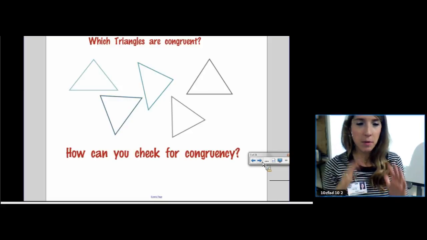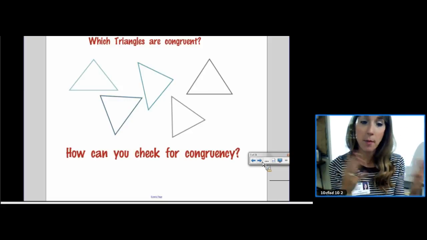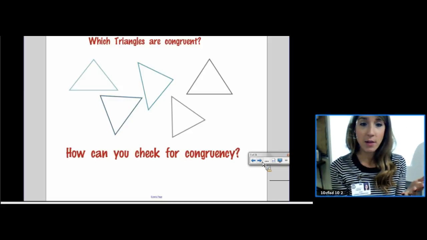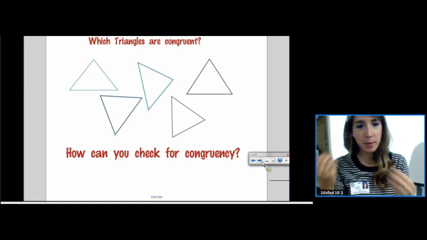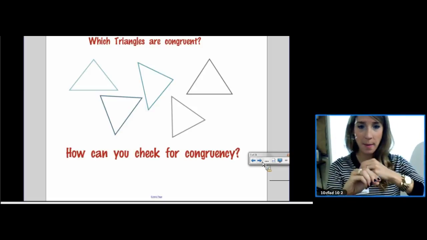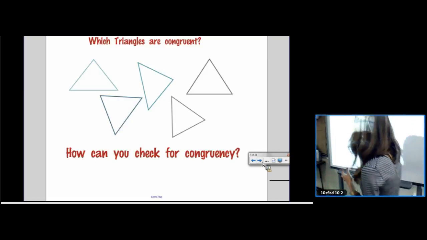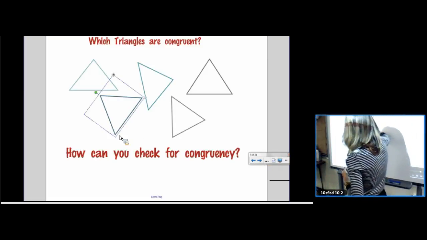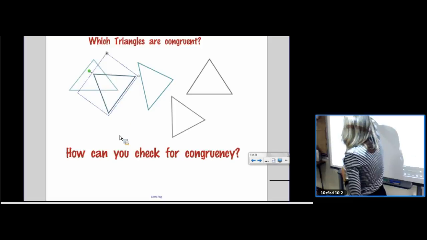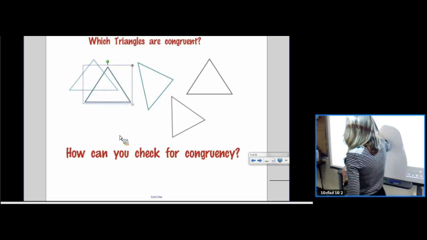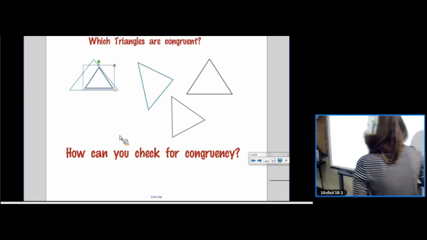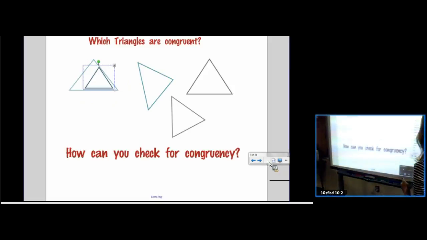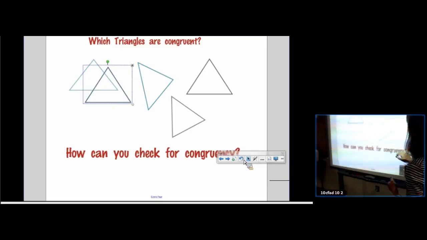All right. So what would we do there? We would place a piece of patty paper on top of one of the triangles, and then we would slide the patty paper, flip the patty paper, turn the patty paper, and decide whether or not those 2 triangles are congruent. So me moving these around on the smartboard, undo, is the same as using patty paper, except in patty paper you can't dilate like I just did.